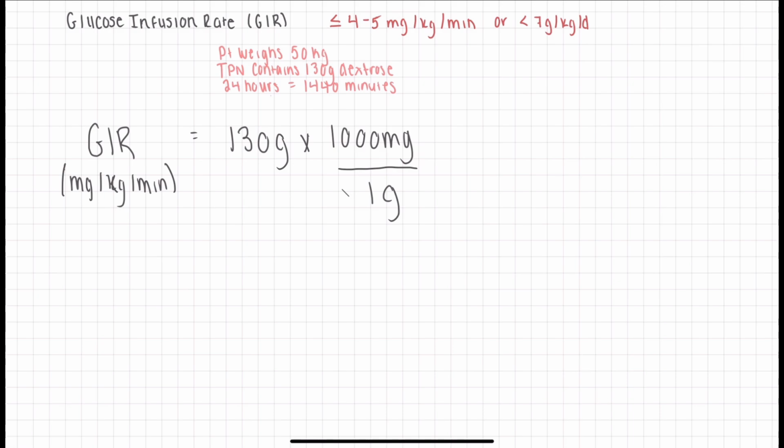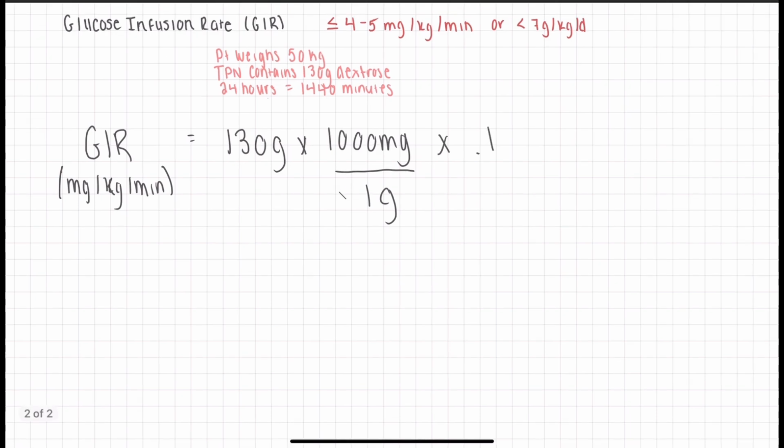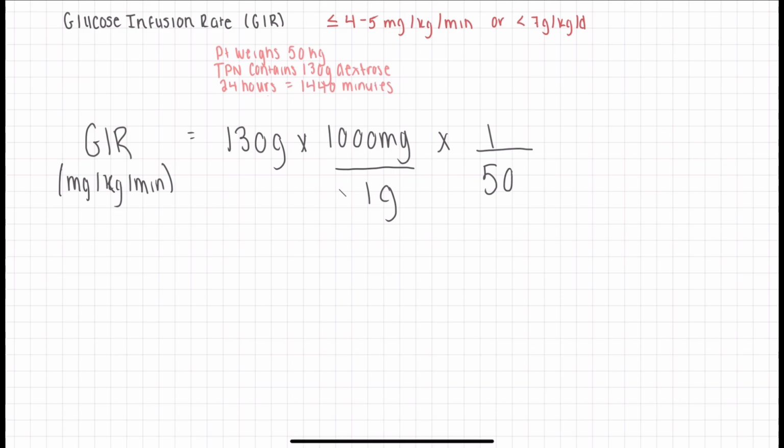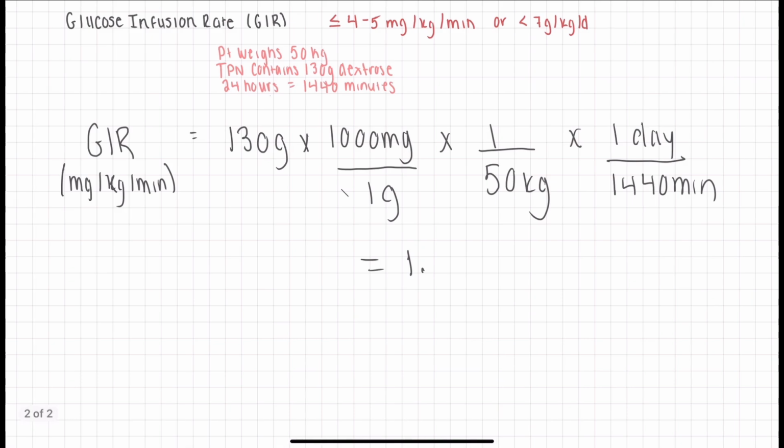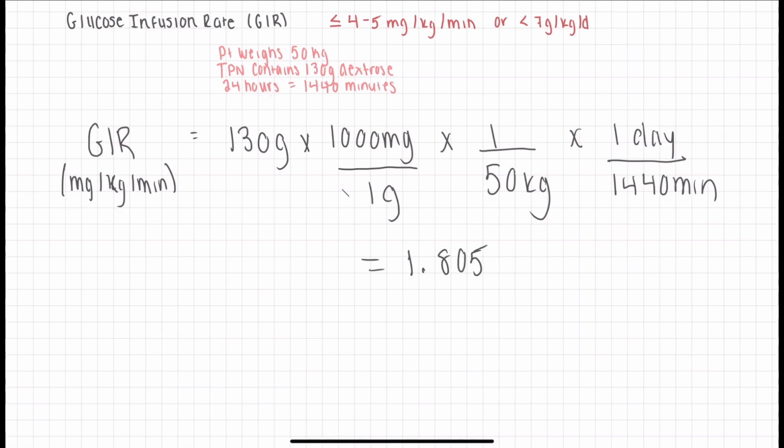Then we need to divide by the weight of the patient. So we're going to divide it by 50 kilograms, and then we're going to divide it again by 1 day in minutes, which is 1,440 minutes. And in this case, we're going to get a glucose infusion rate of 1.805 milligrams per kilogram per minute, which is a great glucose infusion rate to have because it's way under our maximum of 4 to 5 milligrams per kilogram per minute.